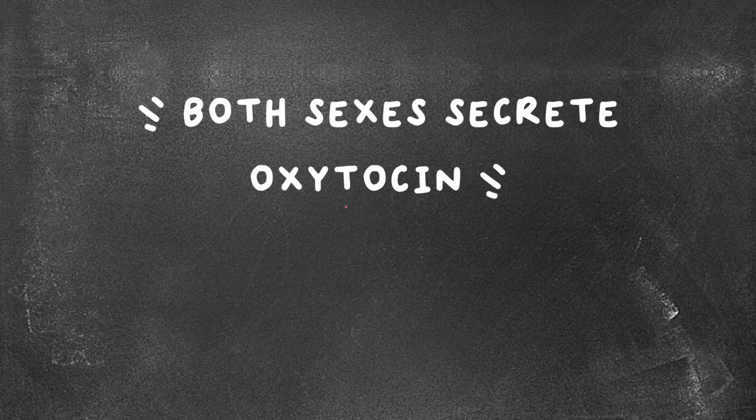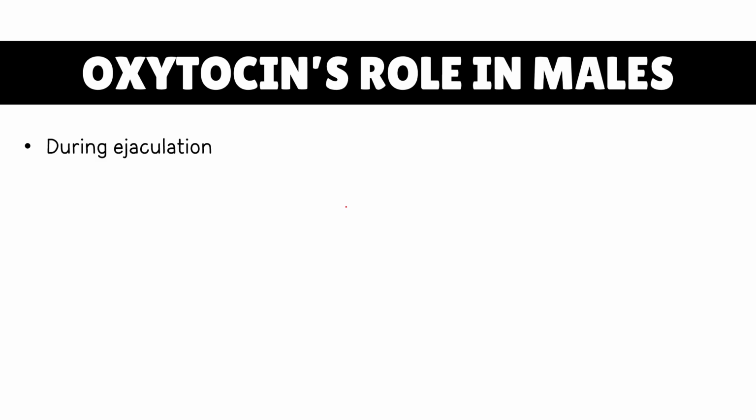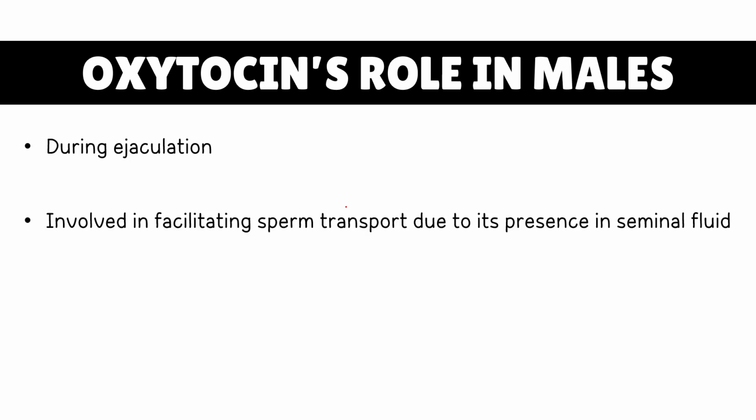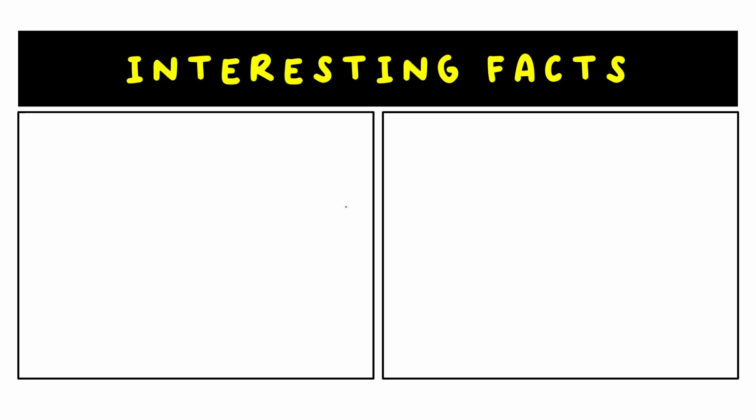And kindly take note, both sexes actually secrete oxytocin. Yung functions na nasabi natin kanina, it actually focuses on females. So what about its role in males? Kasi nga, uterine contraction, milk ejection, sa babae naman po yun. Di naman po nabubuntis si lalaki. So what is the role of oxytocin in males? One is during ejaculation. So para siyang pang sperm ejection. And then it is involved in facilitating sperm transport due to its presence in your seminal fluid, and it may also have effects on some aspects of male sexual behavior. So oxytocin will have an effect on the production of your testosterone kasi that will also affect the production of your sperm.